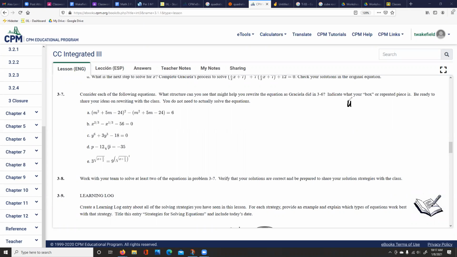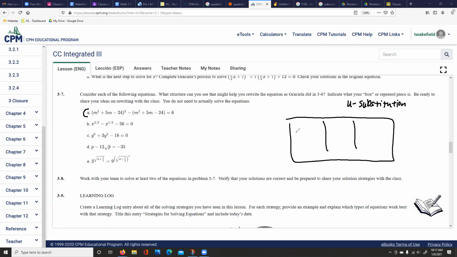So this is called U-substitution. Why are we using it? Because take a look at this problem right here. This looks pretty complex, right? Like m squared plus 5m minus 24 squared minus the same thing equals 6. I could multiply this all out and have a big, huge rectangle, but I don't really want to do that. And I don't think you want to do that.